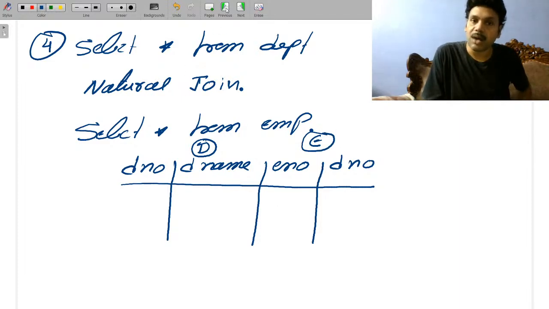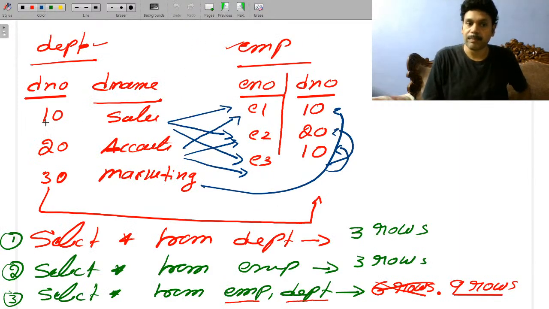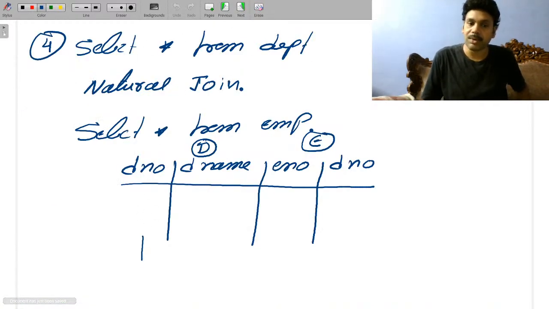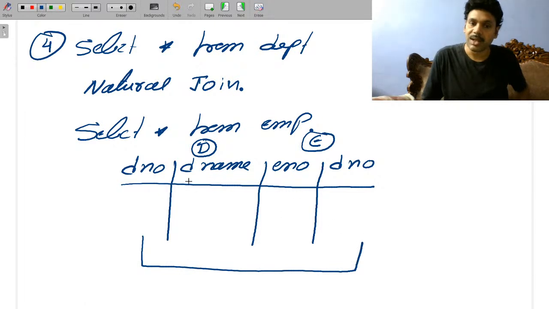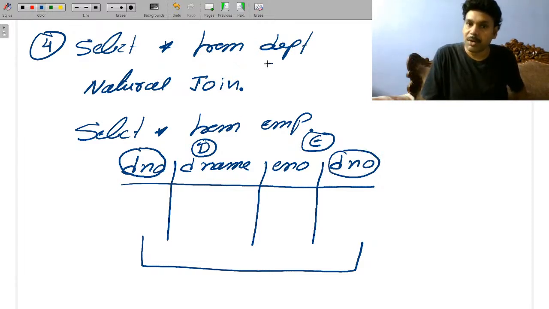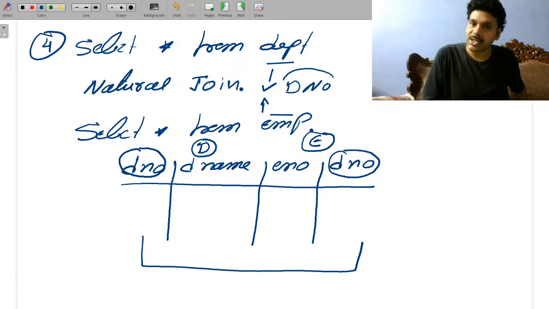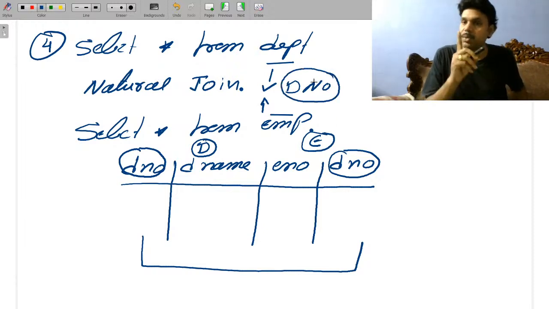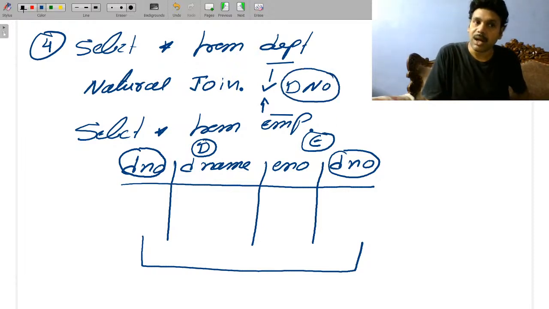Now let us see how the data is going to come. The common column between the two is department number only. That's our main intention. That means the mapping is going to happen on department number only. It doesn't mind any other column, because between department and employee, the common column is department number only. It considers all common columns, but we have only one common column here. Now the mapping is based on department number.